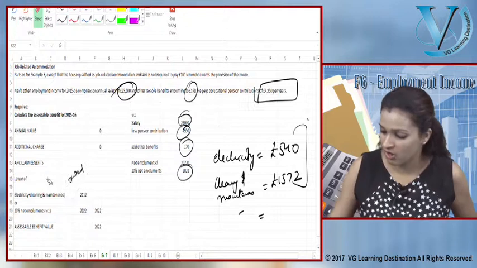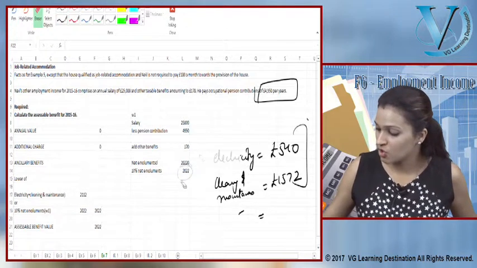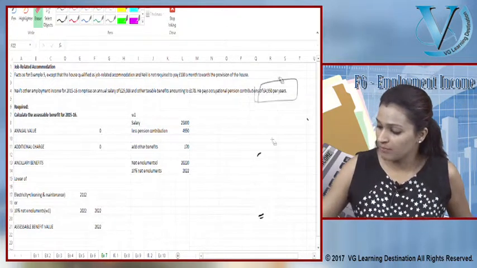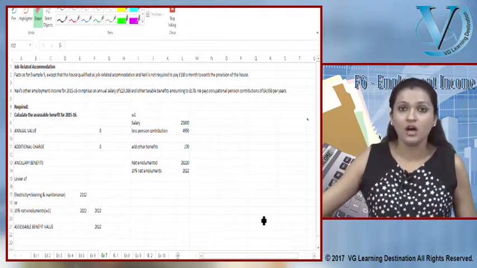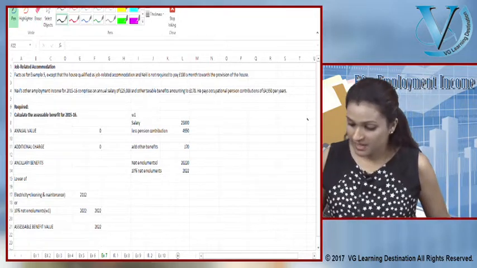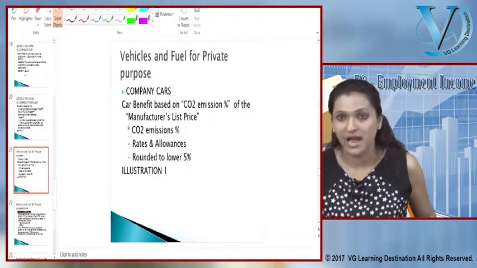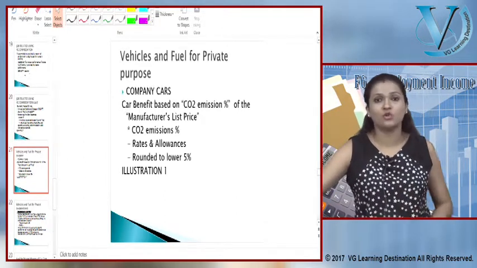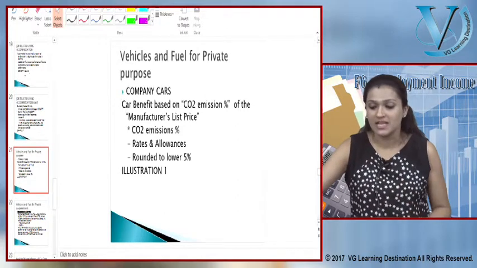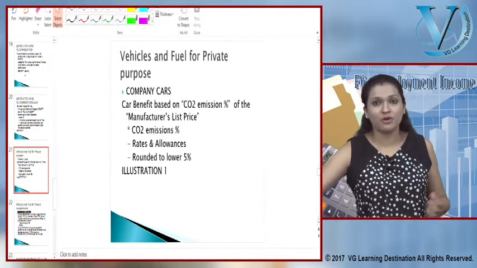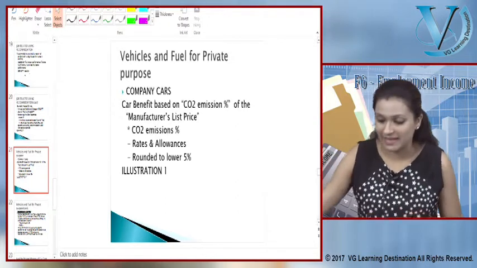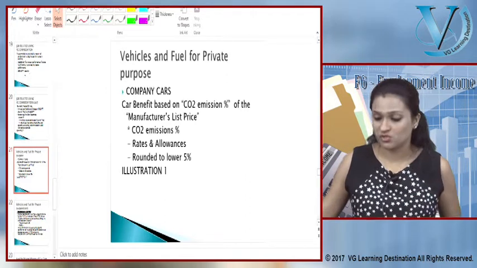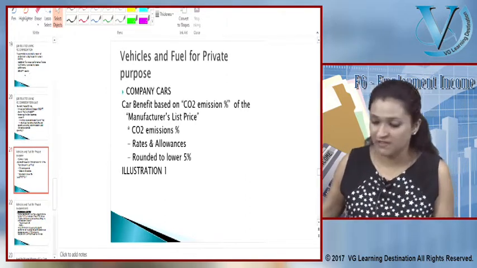Having done living accommodation, both job related as well as normal, now let's move on to another benefit which an employee can be provided by the employer, which is known as the vehicle and fuel for private purposes. So which basically means that you have a company car and you are using it for your private purpose, the benefit of which is definitely going to be determined by the amount of CO2 emission that the car actually makes. So you are going to first look at what the benefit is going to be based on.